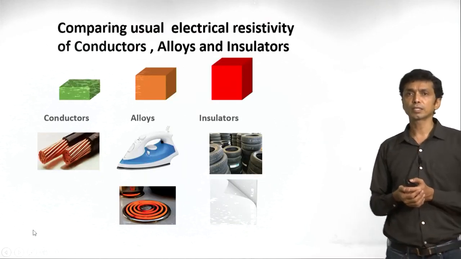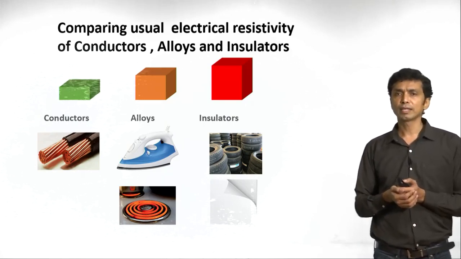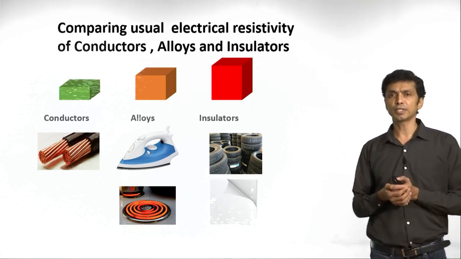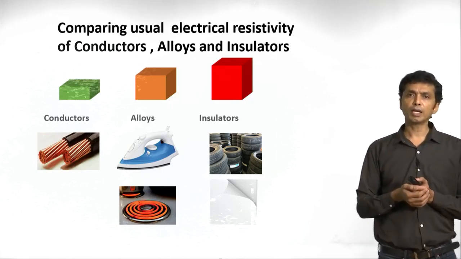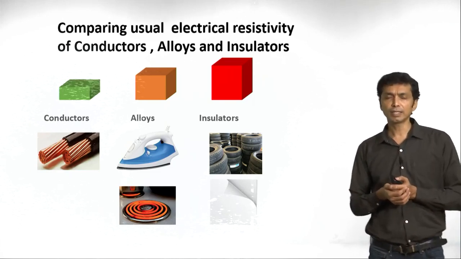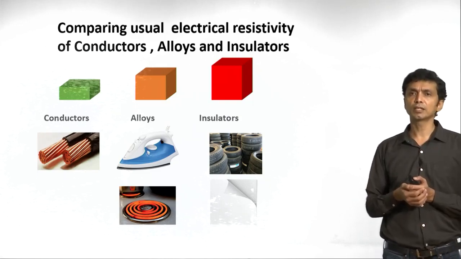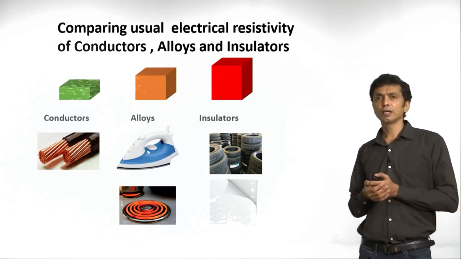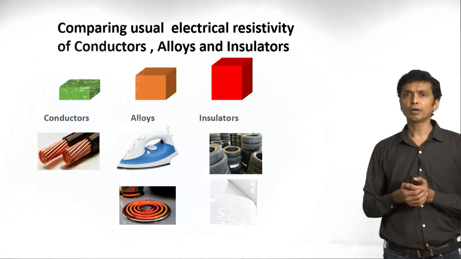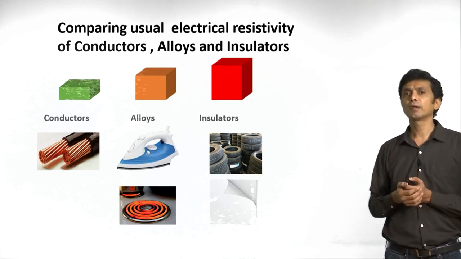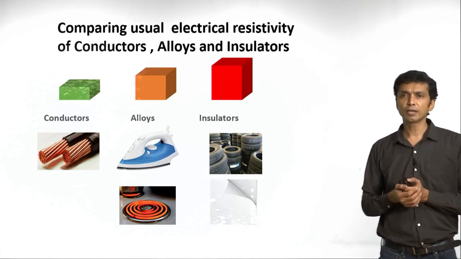Now, we will go to the next thing. Here we are comparing the electrical resistivity of conductors, alloys and insulators. As you can see, conductors are low in resistivity, which means electric current flows easily even though there is some resistance in it. In alloys, it is a little more compared to conductors or metals, and in insulators the resistivity is very high.